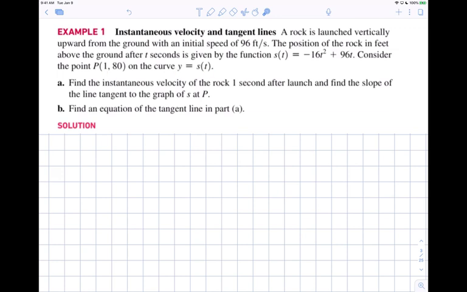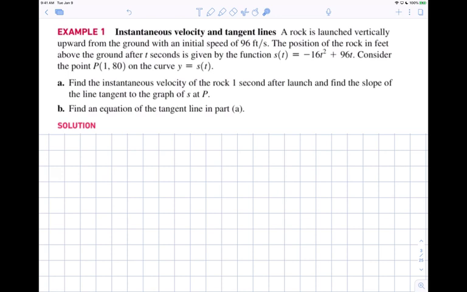Find the instantaneous velocity of the rock 1 second after launch, and find the slope of the tangent line to the graph of s at P. And then find an equation of the tangent line at part A. Find the instantaneous velocity. So we just said that the instantaneous velocity should be the limit as t approaches a.